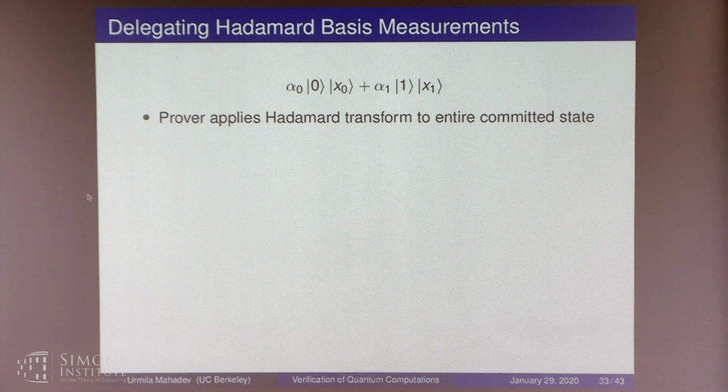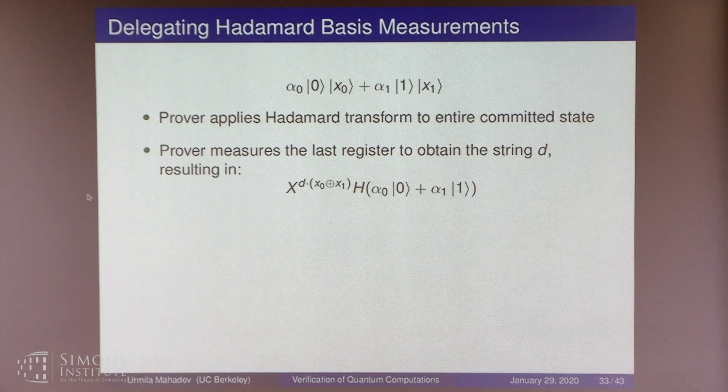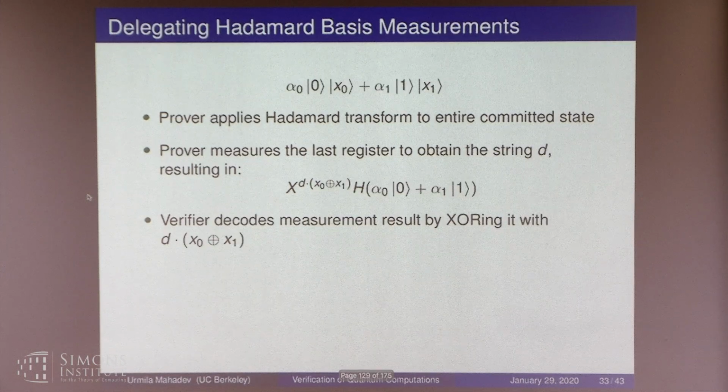Now, to put all of this together, what this looks like is when the prover wants to perform a Hadamard measurement, the prover applies a Hadamard transform to this entire committed state. The result of that is this state. So previously, what I referred to as the bit R is now this string D with the inner product with X0 XOR X1. And now the prover can just measure this state, hand it back to the verifier, and the verifier can decode the measurement result by XORing it with this inner product. The verifier can compute that because the verifier knows the trapdoor.